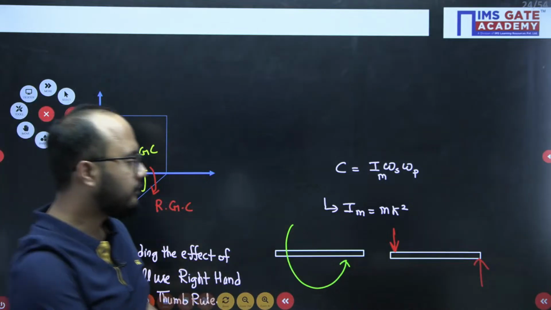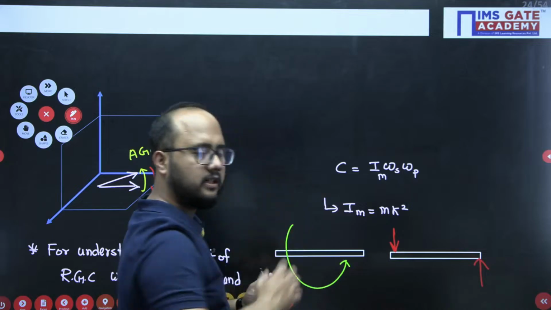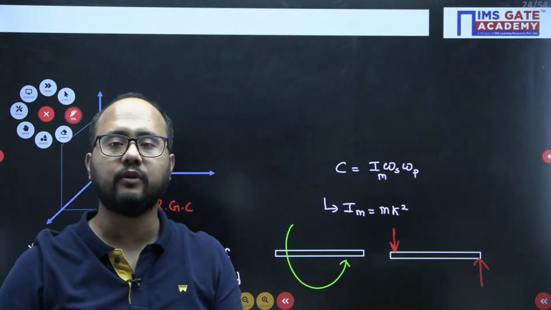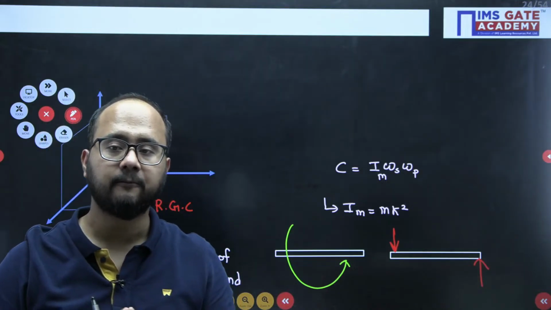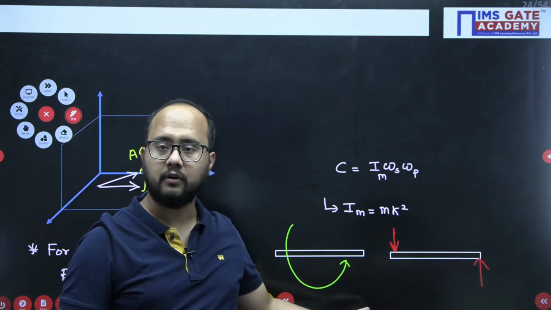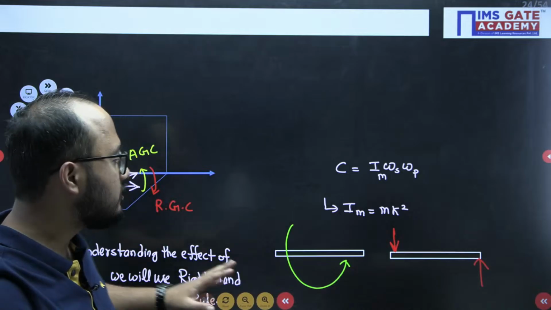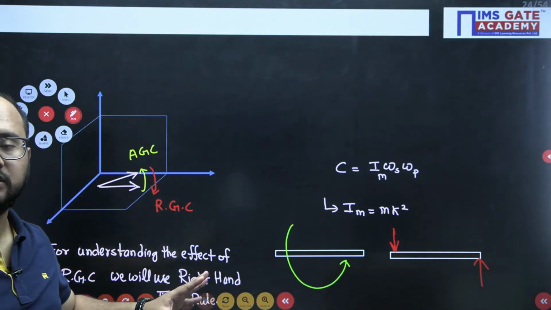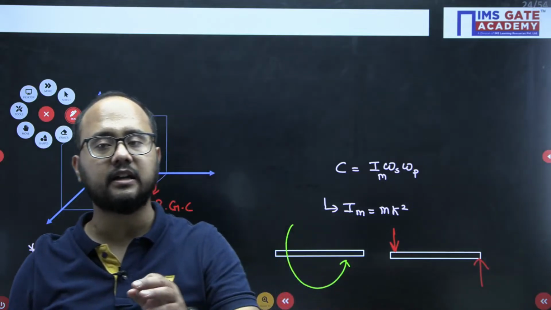So what will happen? This end will try to move upside, and this end will try to move downside. That is the effect of gyroscopic couple. I hope you got this point. The right side will go upward and the left side will go down. That is the effect of gyroscopic couple. Right, so this basics at least we need to know. Then only we can understand the case of aeroplane, and we can also understand the case of ships very easily.